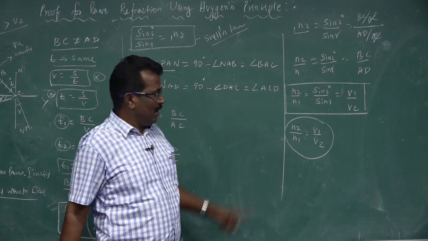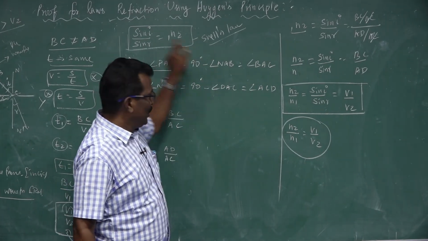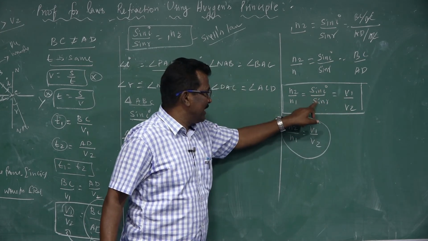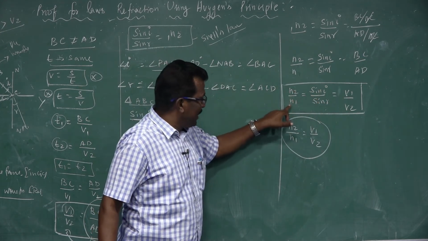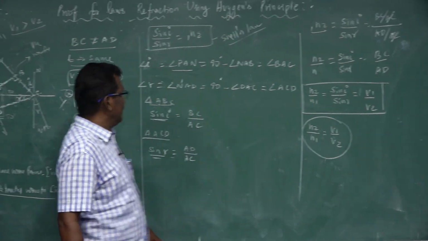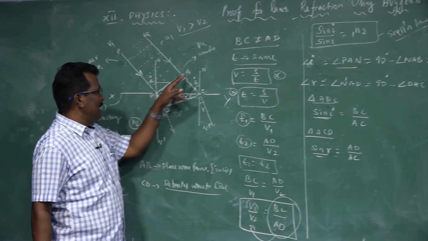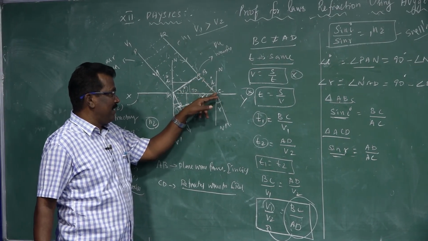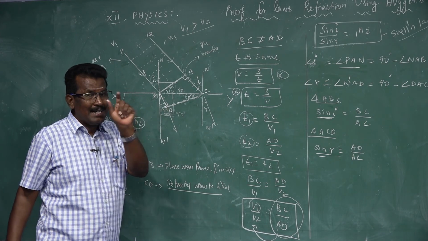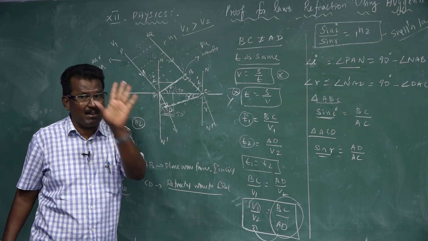According to Snell's law, we proved that sin i by sin r is equal to V1 by V2, and sin i by sin r is equal to n2 by n1, so n2 by n1 is equal to V1 by V2. We know that the time taken from the wavefront B to C is equal to that from A to D, the same interval of time. That means the time interval is the same, so the frequency remains constant.